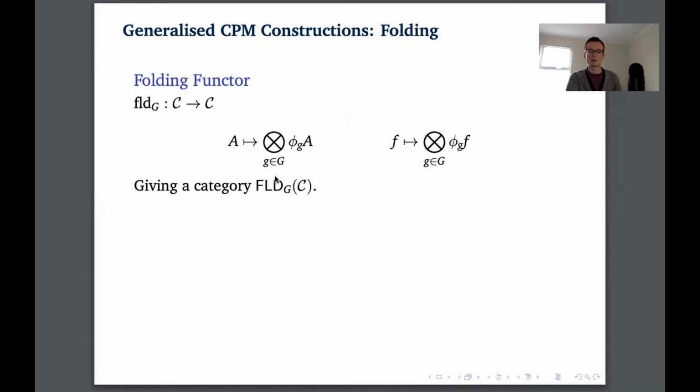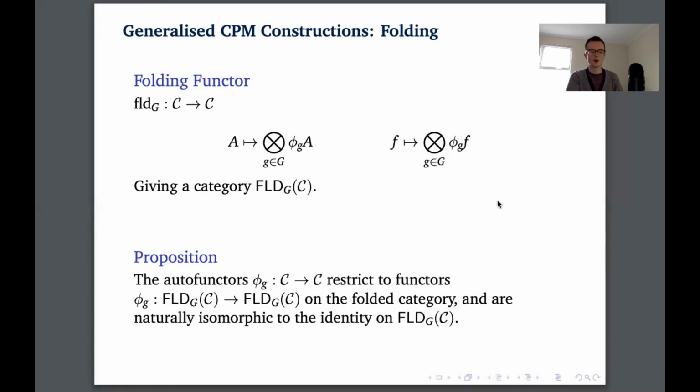Then the image of this folding functor gives a new category, fold of C. This category has many nice properties, but in particular, it's essentially invariant under the action of the group G. Stated formally, this says that the autofunctors phi of G restrict to functors on the folded category. And here they're naturally isomorphic to the identity on that folded category.